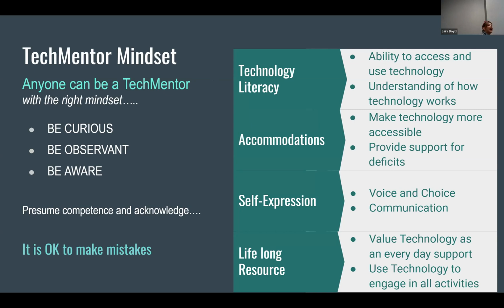Who can be a tech mentor? Anyone. Anyone can be a tech mentor. All it takes to be a tech mentor is to be curious. Be okay with trying it out. Be observant, watch what's happening. Be aware, know what's going on, know what new technologies are available.